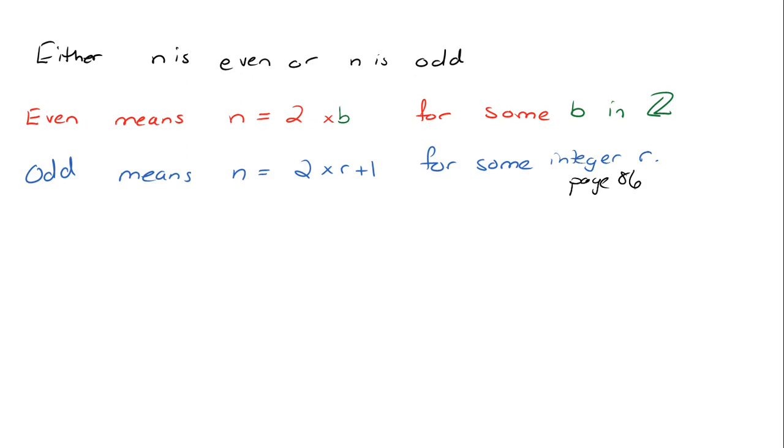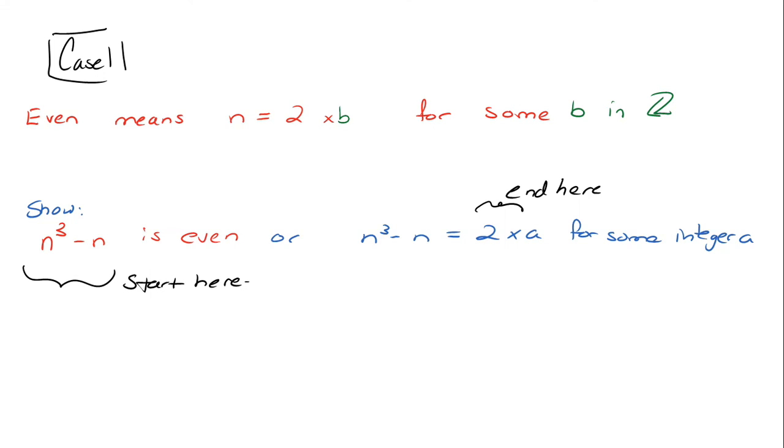Odd means that n is 2 times r plus 1 for some integer r. And I just looked in the book on page 86. They have the definition of what odd means. Again, it's within a proof, it's not in a box somewhere, but that's the definition. So I'm going to start with the first case. Even means that n is 2 times b for some b in the integers.